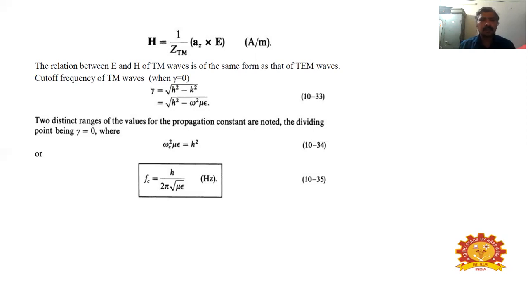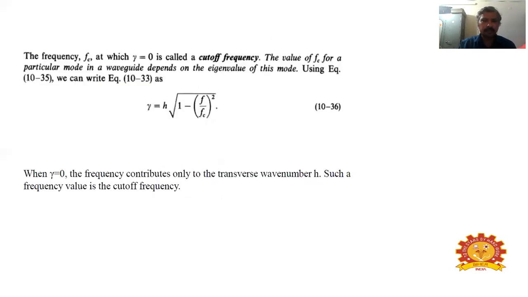f c, that is, cutoff frequency, is equal to h divided by 2 pi into root of mu epsilon. So this is all about transverse magnetic waves, where you've got a formula for cutoff frequency, and that is given by f c is equal to h divided by 2 pi into root of mu epsilon. The frequency f c at which gamma is equal to zero is called the cutoff frequency. The simple point to be noted about the cutoff frequency is that at the point when gamma is equal to zero, we have the cutoff frequency.